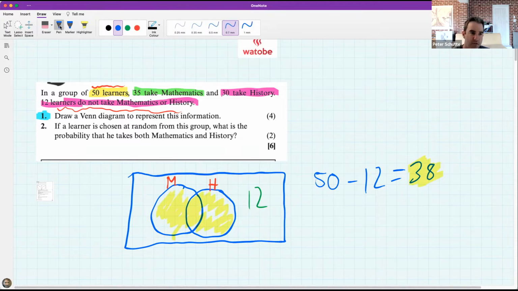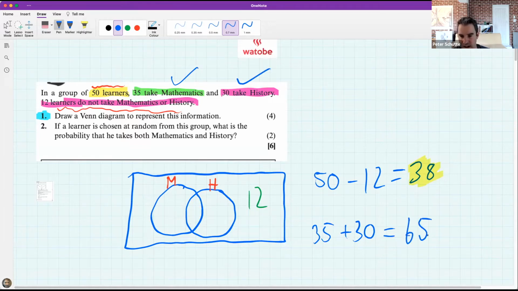Now, there are two ways of doing this. The one way, which I didn't do in the last lesson, is that some of you might want to make this region X. Or some of you might ask yourself, well, if I add the 35 learners who take mathematics and the 30 learners who take history, what is that going to be? I'm taking all the ones inside the mathematics circle and all the ones that take history, so we have 65 in total.